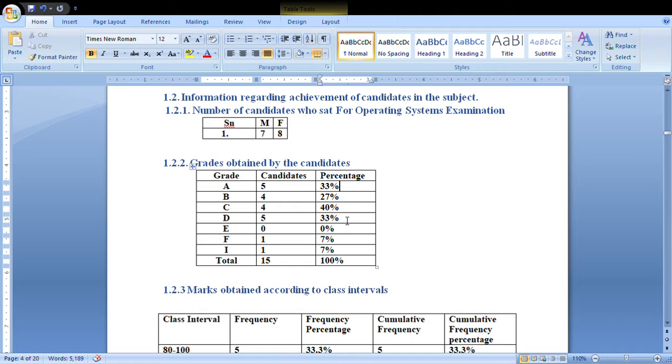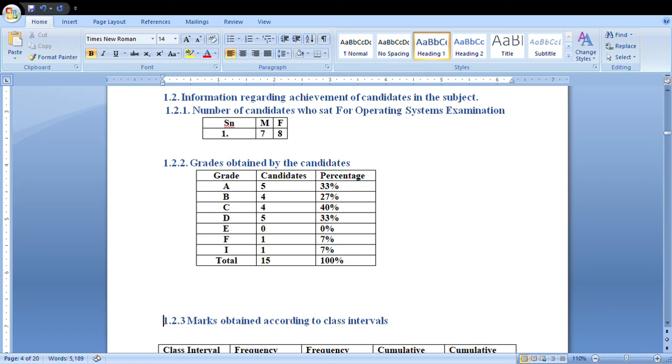And how do we get 33%? We take the number of students who got A, which is 5, and divide this by 15, which is the total number of students. Then we multiply this by 100, and that is how we get 33. It is practically 33.33%. So this is how we get this 33%.